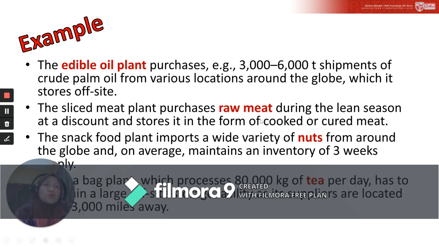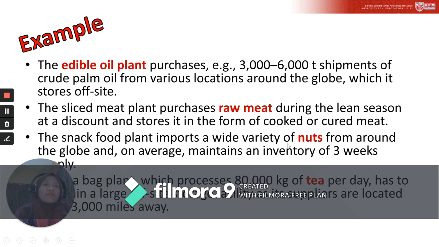The other example is raw meat. A meat plant purchases raw meat in a huge amount in order to get a discounted price, so they purchase it during the lean season. Then they store it in the form of cooked or cured meat, and some of them store it as frozen meat.